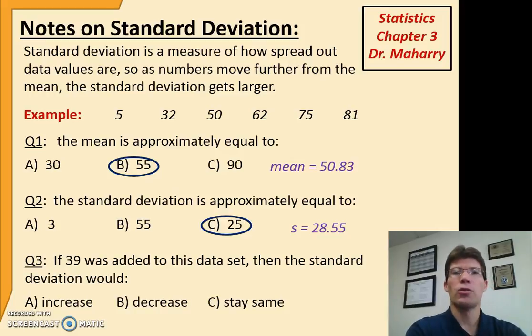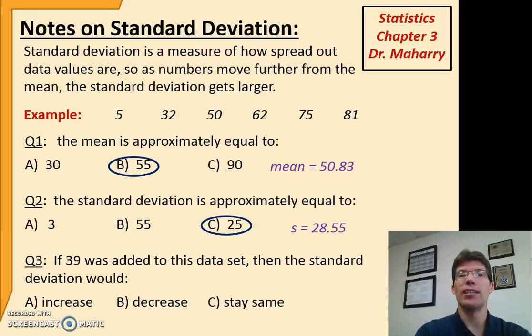Now, suppose I added one more number to this data set, put a 39 in there. What would that do to the standard deviation? So what I have to think about is, how does that affect the deviations away from the mean? So if I put a 39 in there, the previous mean was about 51. So if I put a 39 in there, that mean's going to go down a little bit. Maybe say it goes down to 49. Okay? Well, what's the standard deviation going to do?